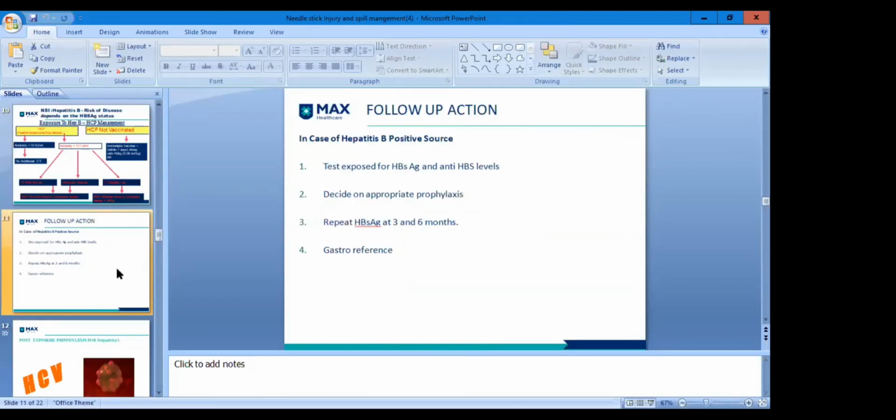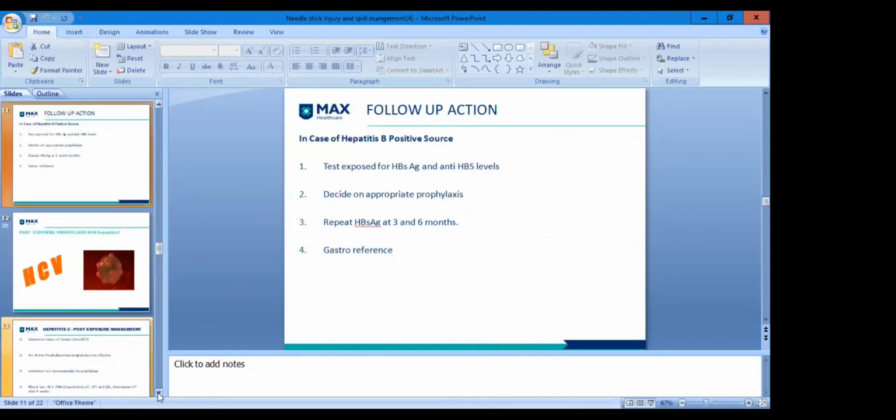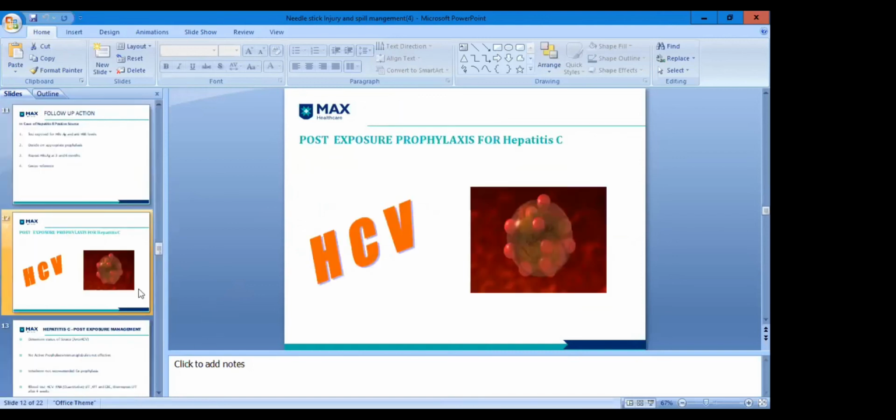That is the protocol which we follow in our hospital, and this is also the protocol given by WHO. For follow-up of a hepatitis B positive source, the exposed person should be tested for hepatitis B antigen and anti-HBs levels. Appropriate prophylaxis should be decided on. Repeat HBs antigen after 3 to 6 months, or 12 to 24 weeks. Usually a gastro reference is given, because these are the experts in their field and can advise on any symptoms if your staff is exposed or develops any signs.